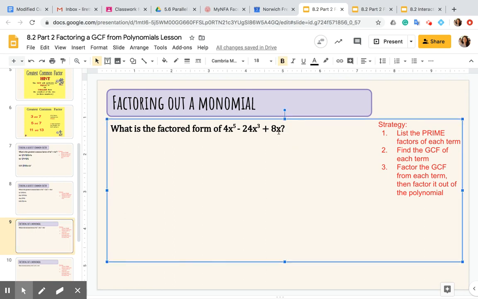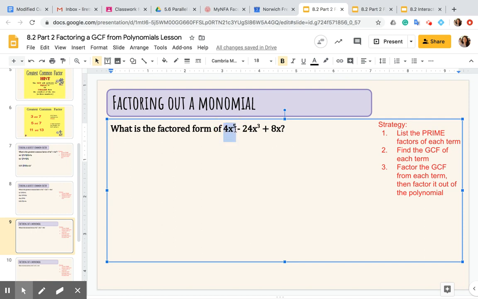So basically, we're going to go from something that looks like this to something that looks like this, where you've got a number and some variables on the outside of a set of parentheses with all of the remaining terms on the inside. So it's going to look something like that. It's basically the opposite of the distributive property, okay?